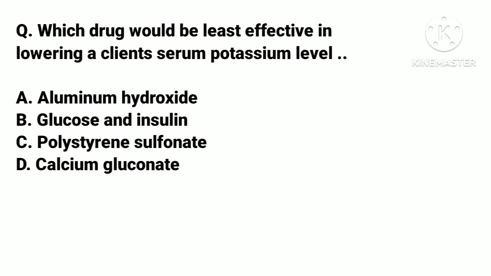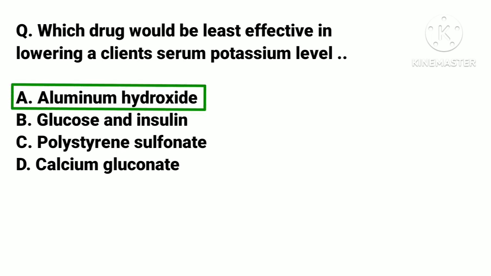Which drug would be the least effective in lowering a client's serum potassium level? A. Aluminum hydroxide. B. Glucose and insulin. C. Polystyrene sulfonate. D. Calcium gluconate. And the correct answer is A.